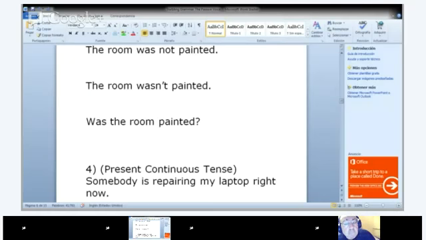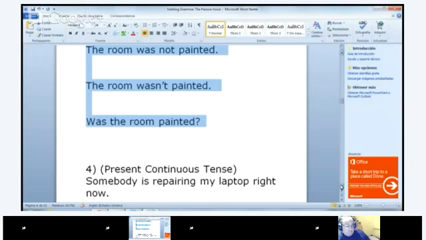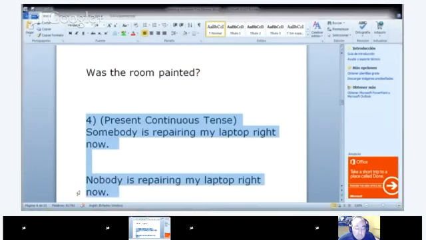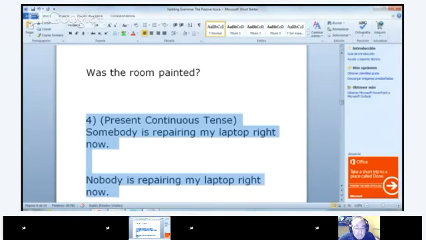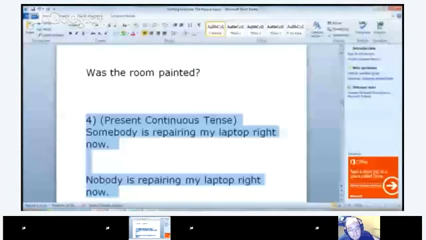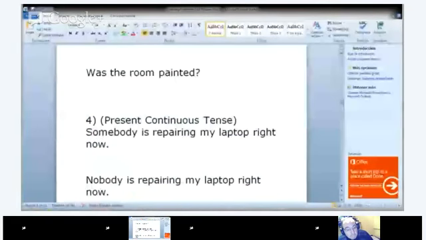Question. Nobody is repairing. I'm going to scroll down so that I can show that answer. Ala, please go ahead. We can ask with who is repairing my laptop right now? Absolutely. So you're in the business, at the place where your computer is being repaired. And so what you're saying is, I want to know who is repairing my laptop right now.